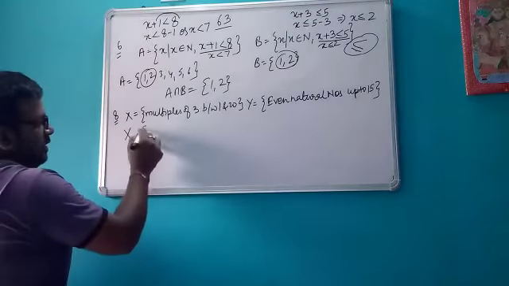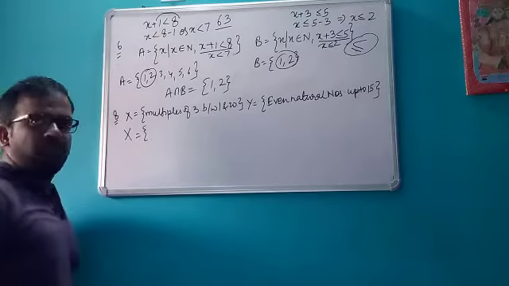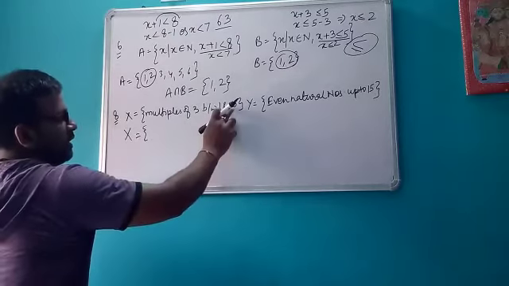Then it says multiples of 3. Okay, you have to write the table of 3 till 20.